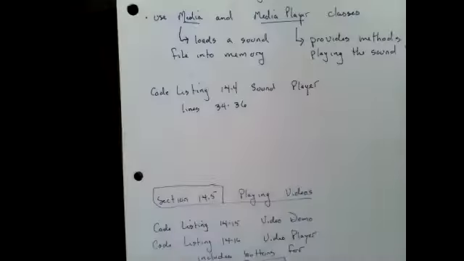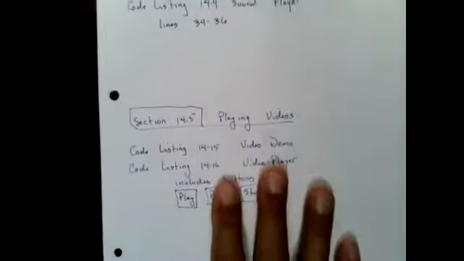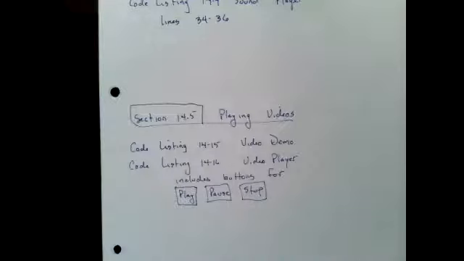Okay, the next section is 14.5, and there's playing videos. There's two code listings. One is 14.15 and one is 14.16. 14.15 is a video demo. And when you run it, it just demos a video. 14.16 actually includes the buttons for play, pause, and stop.